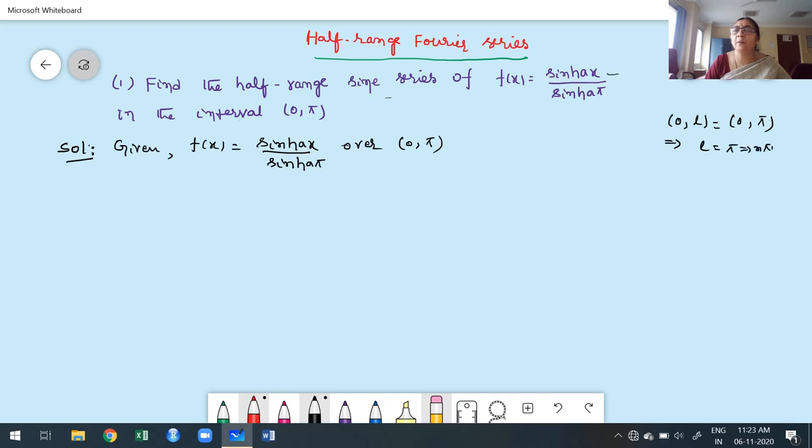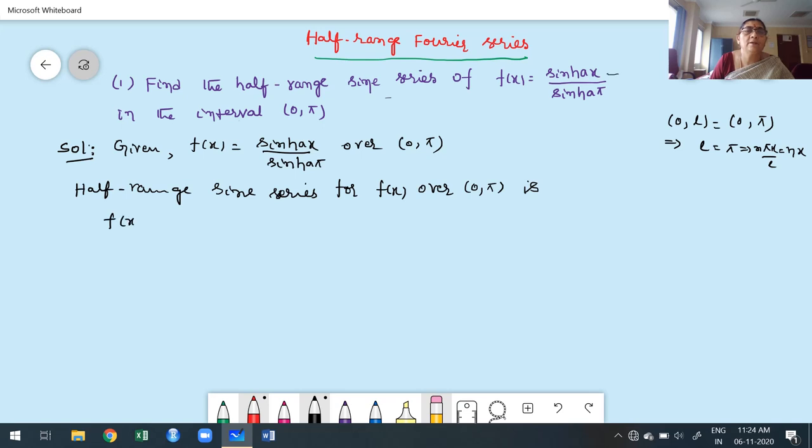That implies n pi x by L is nothing but nx. In the next step, based on that, we are going to construct the half-range sine series for the given function. The half-range sine series for f of x over 0 comma pi is f of x equals summation n ranging from 1 to infinity of bn sine nx, where bn is 2 by L, that is 2 by pi, integral 0 to pi, f of x sine nx with respect to x.